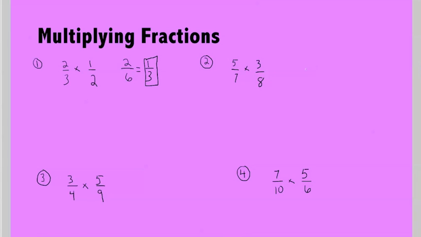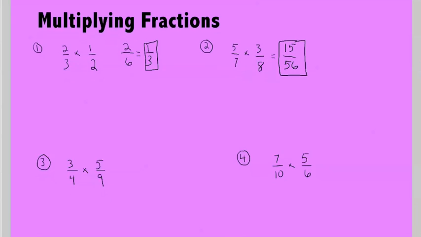Let's look at another example. We have 5/7 times 3/8. Again, let's multiply our numerators together. So 5 times 3 is going to give us 15. And then multiply our denominators together. 7 times 8 will give us 56. And 15 over 56 cannot be reduced any further. So that's our final answer.